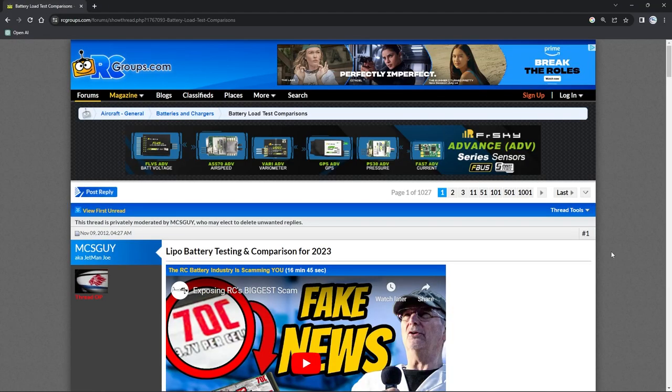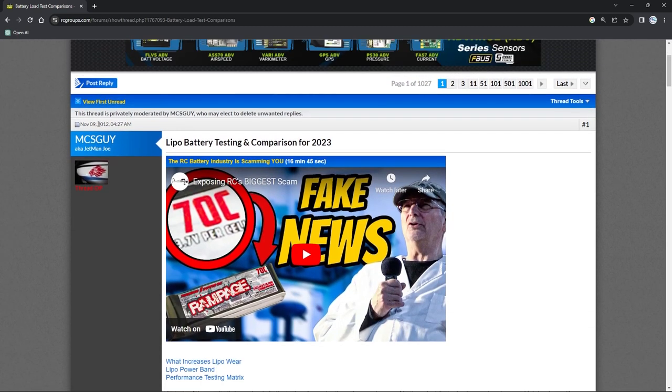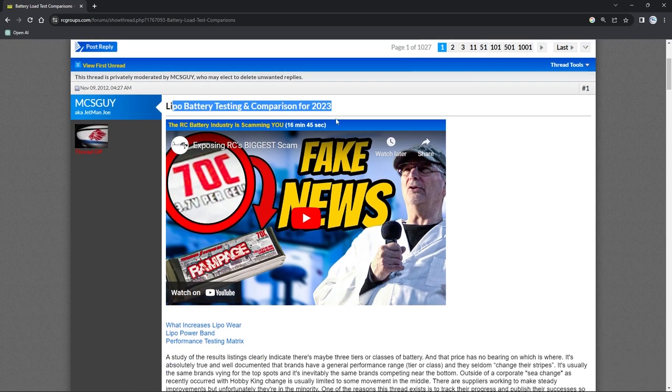Here is the website where we're going to take a look at a bunch of data. You can find this at rcgroups.com under the Aircraft General Forum, Batteries and Chargers Forum, and the specific thread we're going to be taking a look at is the Battery Load Test Comparisons thread. Now, this thread has been created back in 2012 by MCS Guy. Every year he's putting out new data. This is the data that comes from this current year. The LiPo battery testing and comparison for 2023.